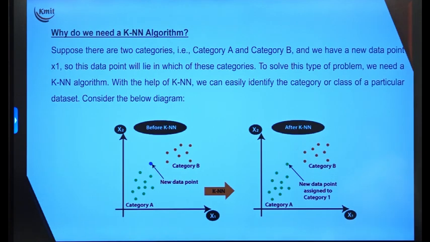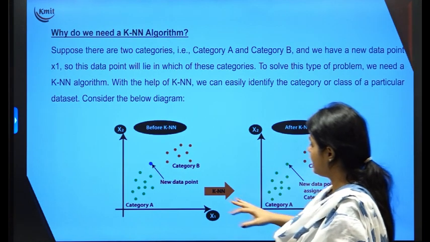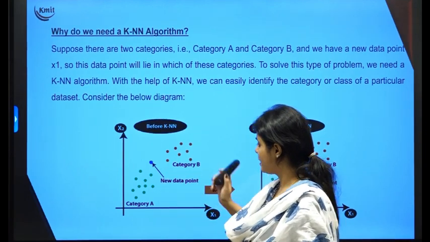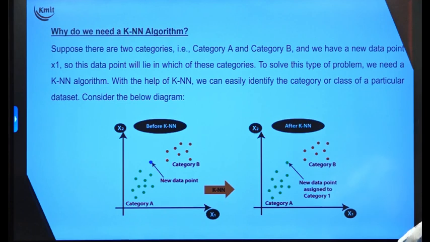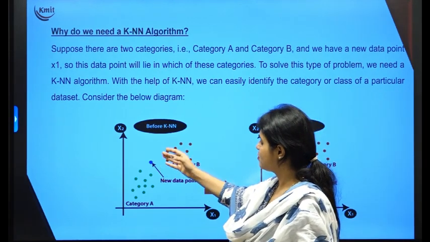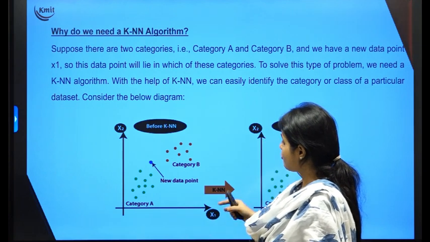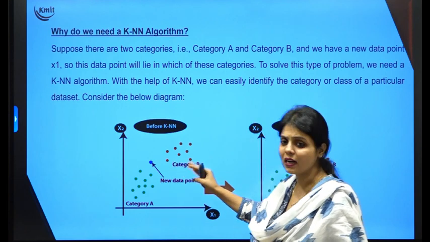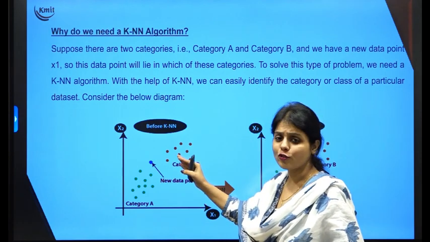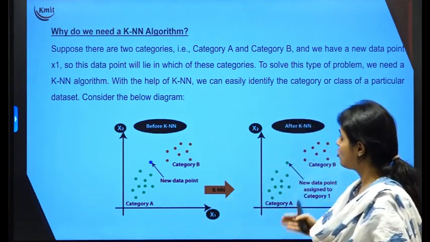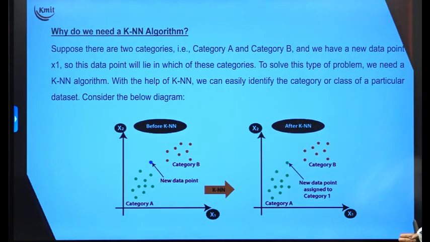Okay, now why do we actually need a KNN algorithm? Suppose we have two categories. Let's say I have category A and category B, where in category A I have green circles and in category B I have orange circles. Now we have a new data point coming. Let's say this new data point is a blue dot. Now I have to decide which category this blue data point belongs to. It is actually in the middle, right? So it is very difficult for us to classify whether it belongs to category A or category B. So with the help of the KNN algorithm, we can easily classify which category that particular new data point will belong to.